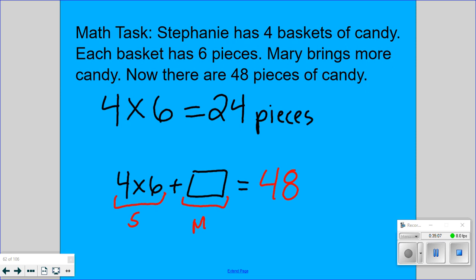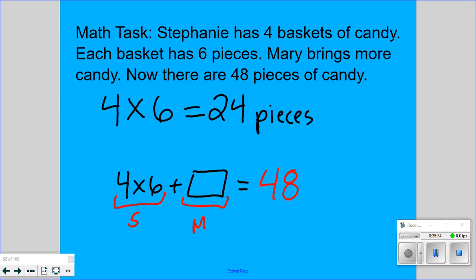This looks just like our math puzzles that we work on, right? I have a missing number, but I have real numbers I can work with. I can solve 4 groups of 6. What is 4 groups of 6 worth? Plot twist, you've already told me the answer to that. Hayden?